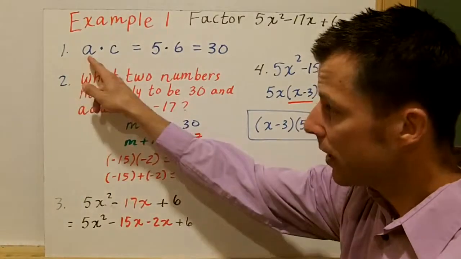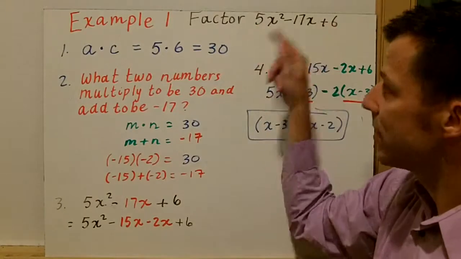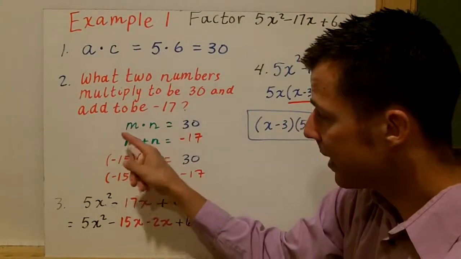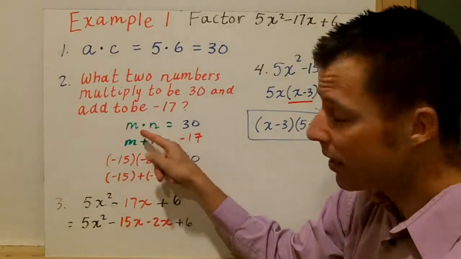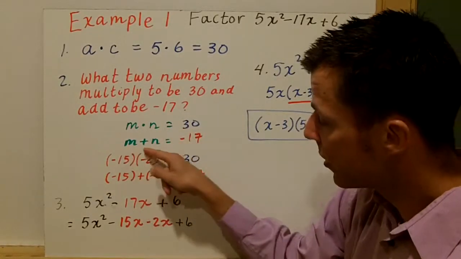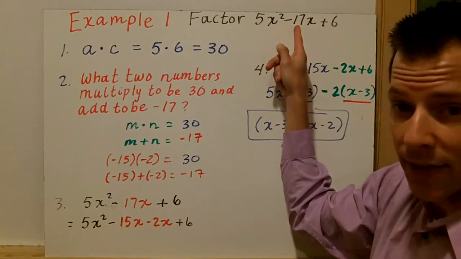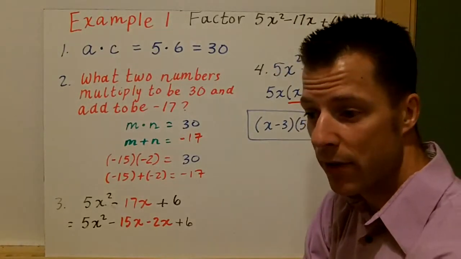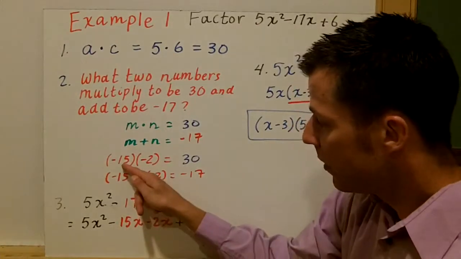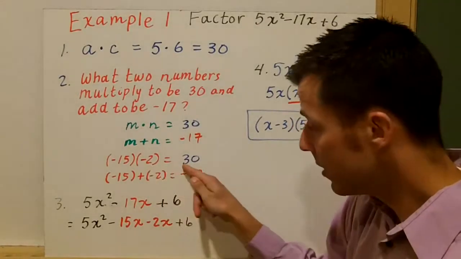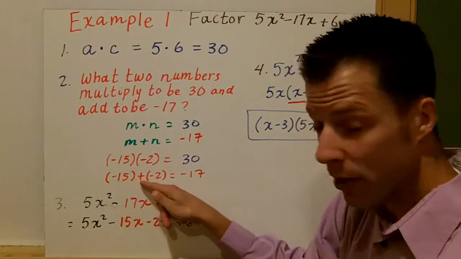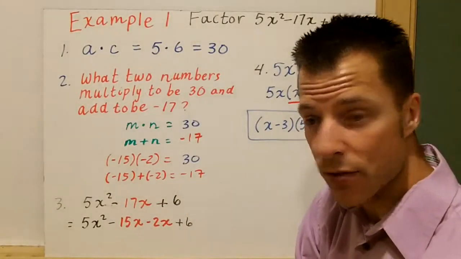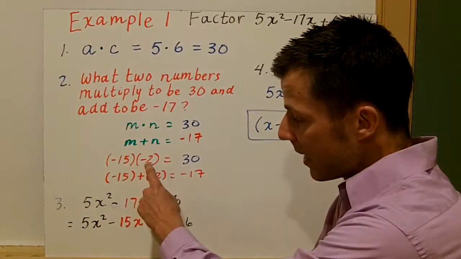So we're going to start number 1, a times c. 5 times 6, that's 30. So again, what this in red says is that we're looking for 2 numbers whose product is 30, whose sum is negative 17. So I think about it, well, 2 numbers that multiply to be 30 are 15 and 2. Negative 15 times negative 2 is 30. Negative 15 plus negative 2 is negative 17. So I found my 2 integers, negative 15 and negative 2.